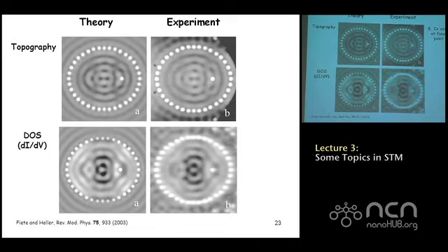And it modifies the topography of the interference pattern a little bit. If you go back and forth between this slide and the previous slide, you can see subtle differences in the topography between the two images. But when you look at the density of states, the density of states is now modified enormously.